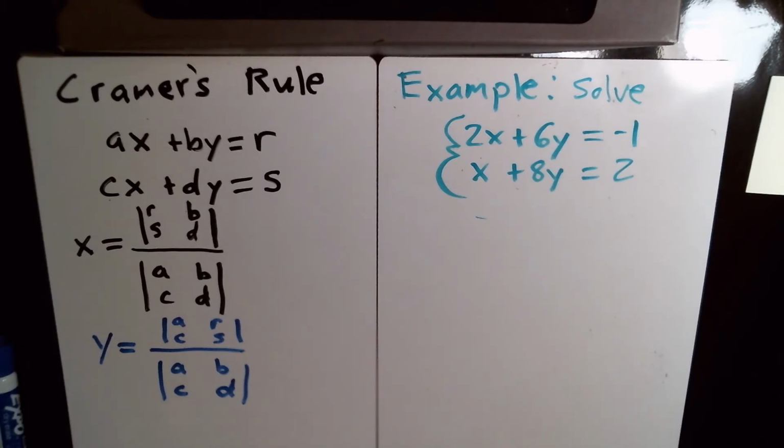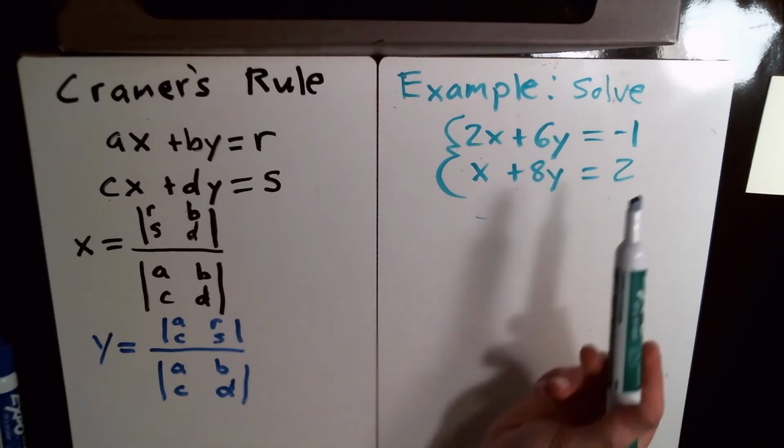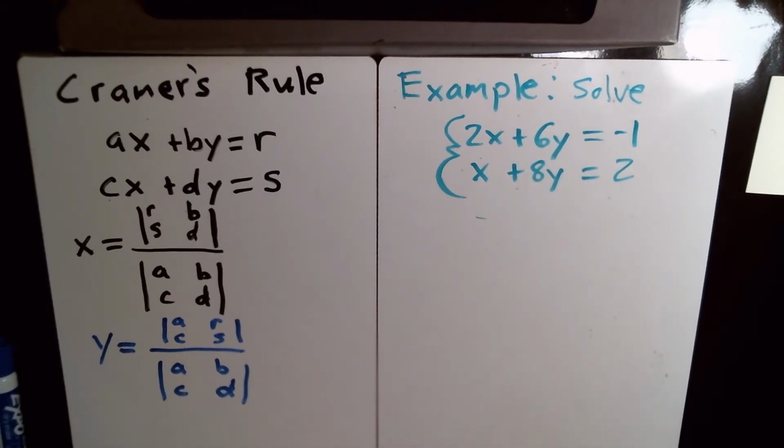Or you could write it as a matrix equation and solve by finding the inverse of the matrix and multiplying both sides by the inverse. There are so many ways you can solve systems of equations, and hopefully you're seeing that. But we're going to solve this by Cramer's rule, okay?